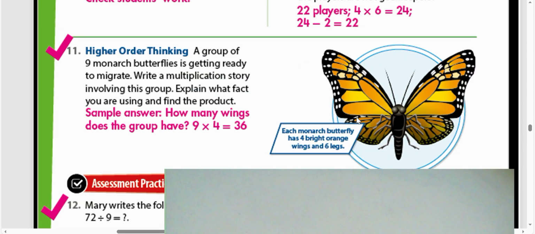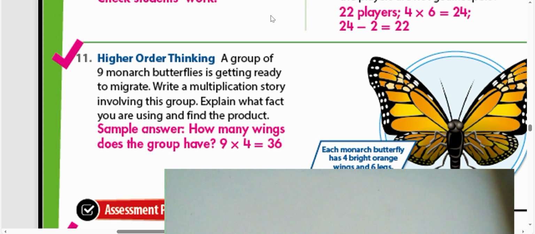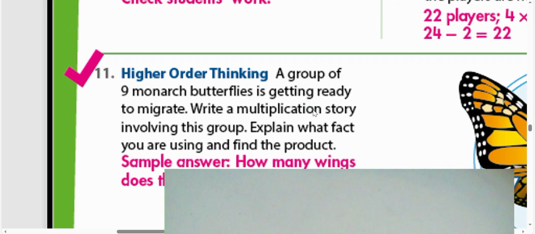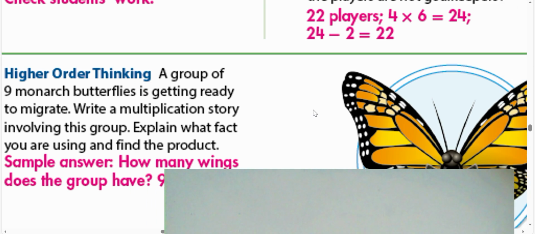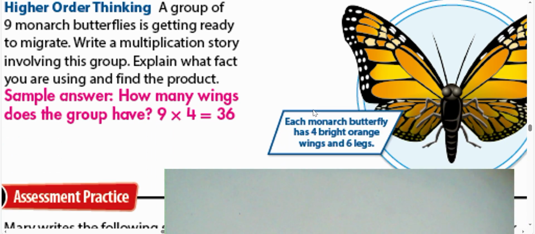Higher order thinking question. We have a picture here. Look at the picture, and we solve it from this picture. A group of 9 butterflies getting ready to migrate. Write a multiplication story involving this group, explain what fact you are using, and find the product.